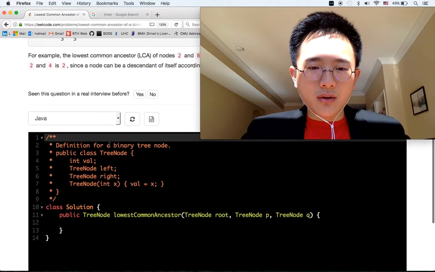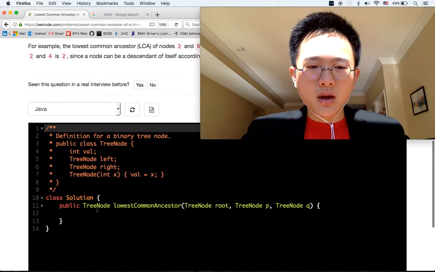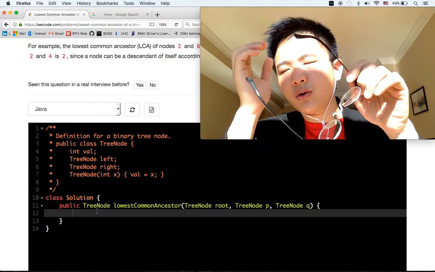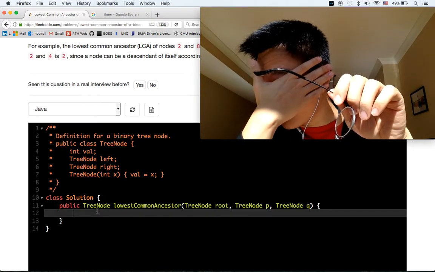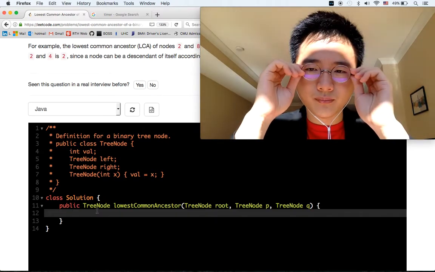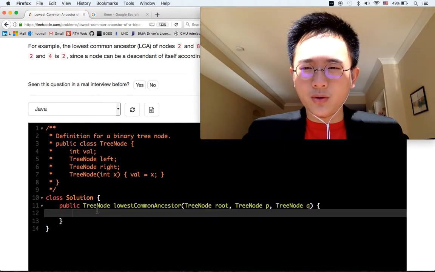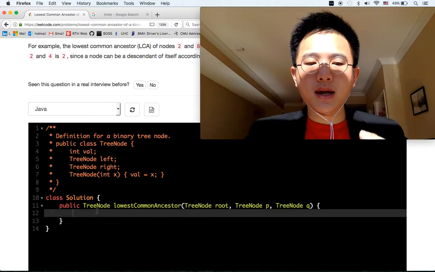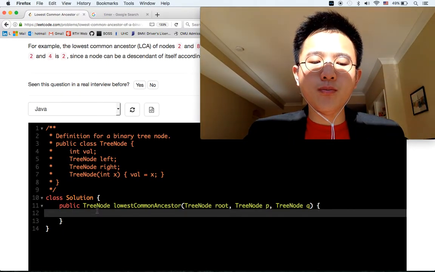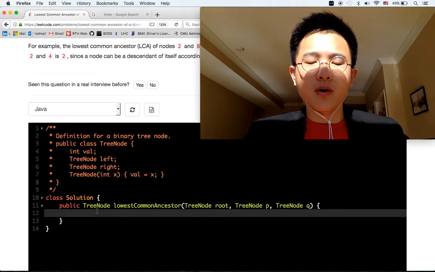But anyways, now what can we do? Usually if we solve a tree problem, it's either recursion or iteration. In this case, I would like to use iteration, because iteration is more intuitive and more visual if you want to do binary search. So I'm going to do that.